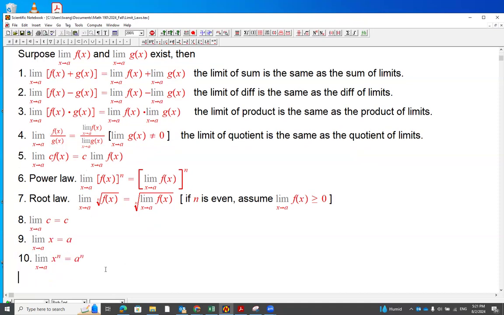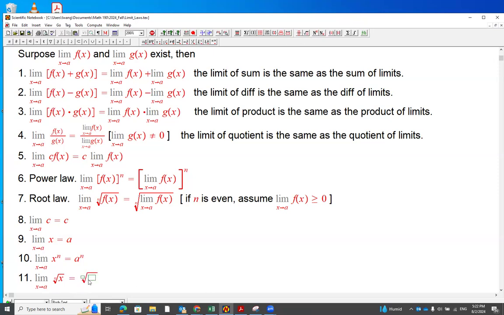Number 11 is that we're taking the nth root of x. Okay, so this is the nth root of x, the nth root of x. And it is just direct substitution.